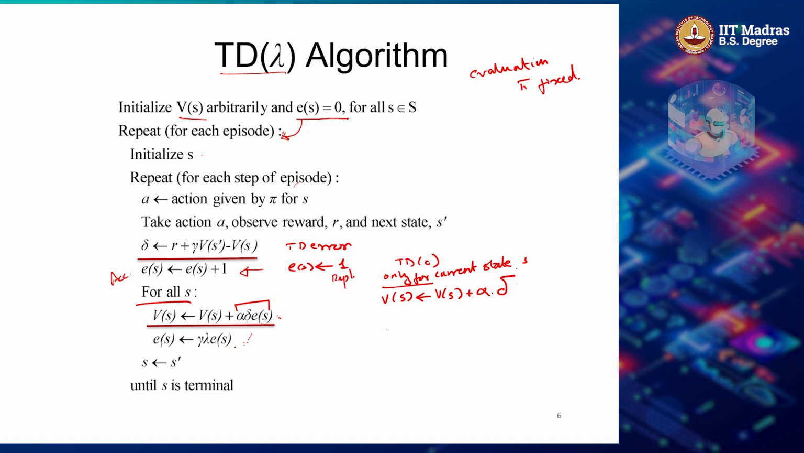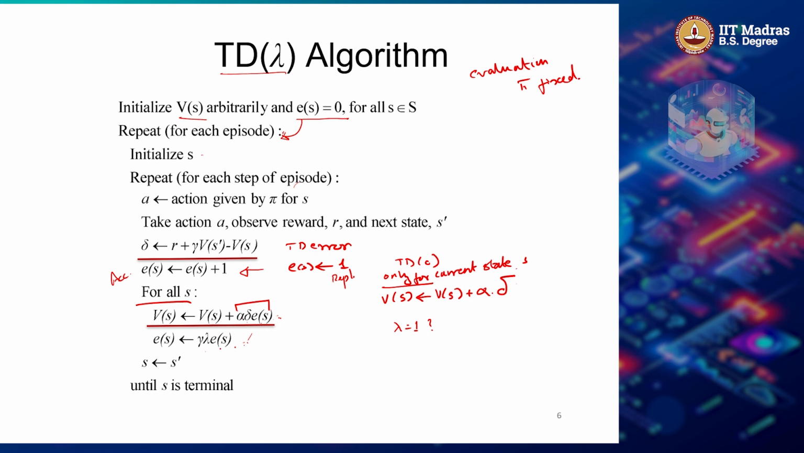But what happens when lambda equal to 1? When lambda equal to 1, this algorithm will work fine. There is no problem with the algorithm. So basically, what will happen is this gamma lambda E(s) will just become gamma E(s). So the eligibility will decay only by whatever value of gamma that you use, and the lambda part will not play a role in the decay.